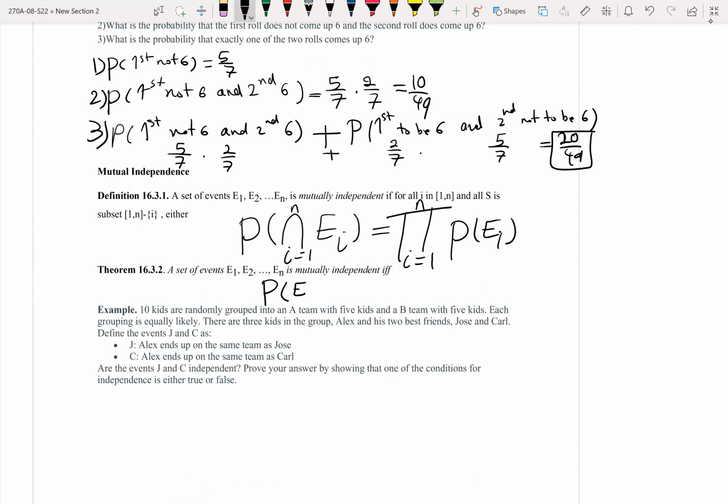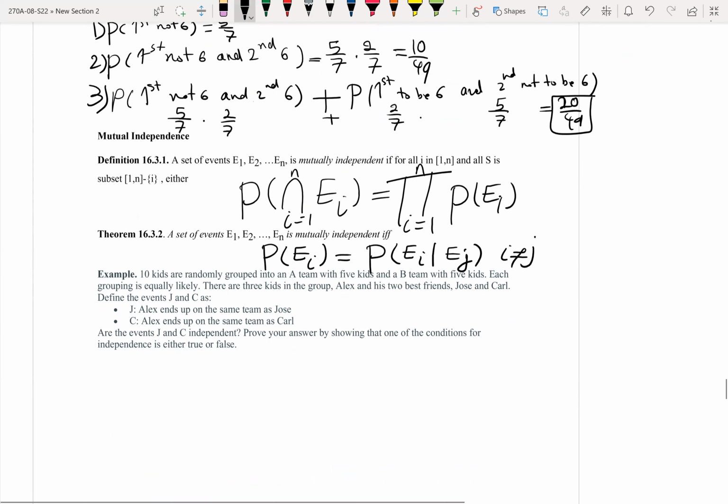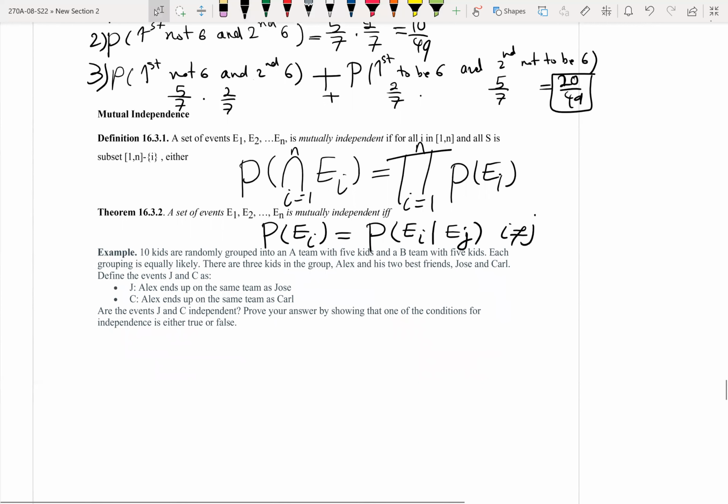So the probability of any of these, if they are independent, is the same as the probability of the product, for any i and j not the same. That's the rule of independence. I have one example where I can test independence of events. I've used this test, but I could use another test also to make sure they are independent.